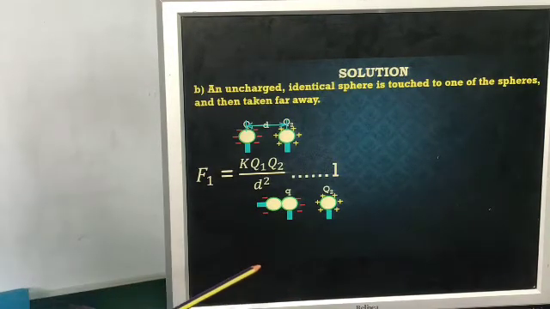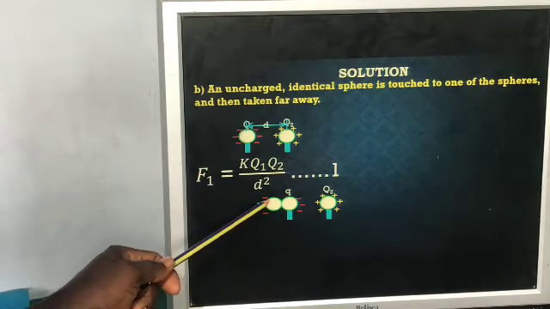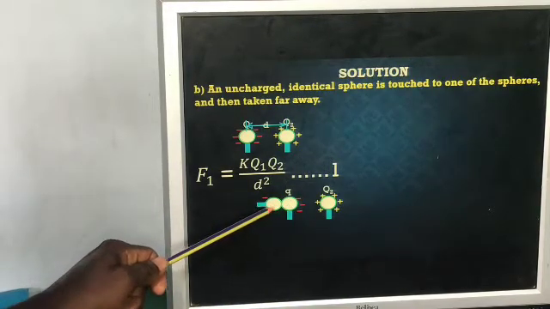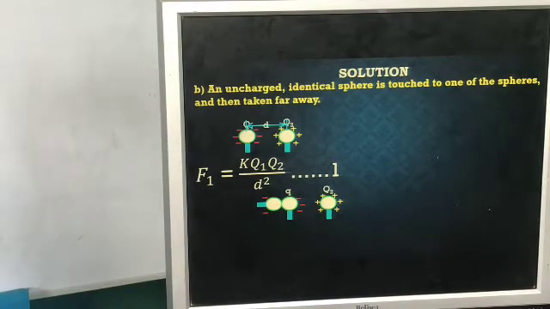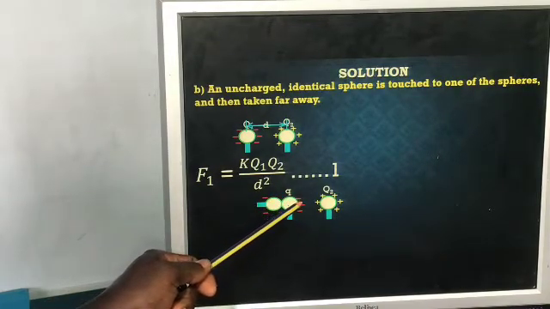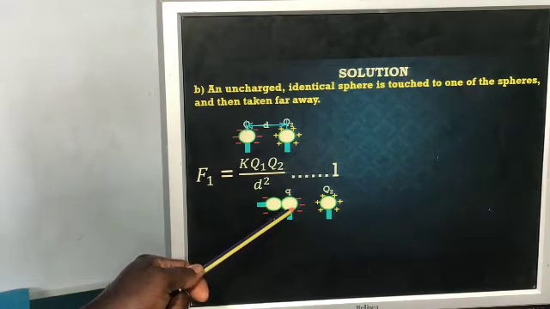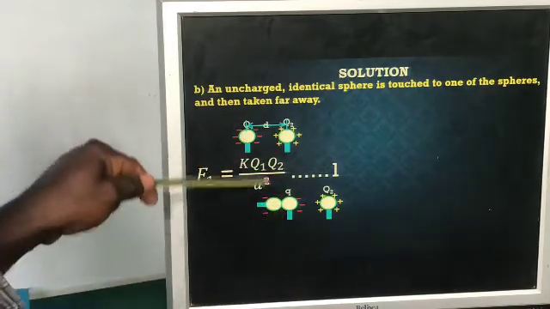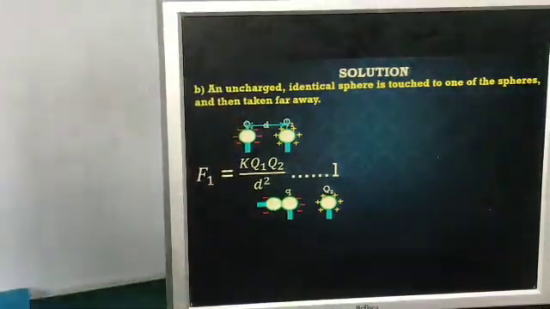The moment you bring an uncharged body in contact with a charged body, then the uncharged body or the uncharged conductor becomes charged. So let me take it again. When it comes, look at this. Some of the charges will move from the charged sphere and come to the uncharged sphere. So there is equal distribution of charges. One of the charges is hiding at the back there, so you can't see it. Sorry, you will see it later, don't worry.